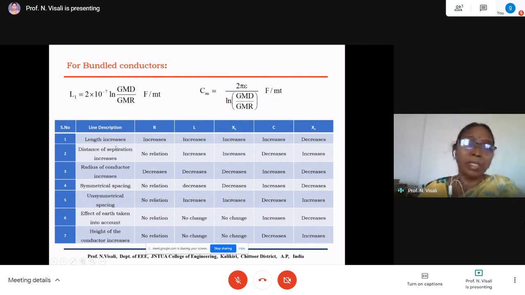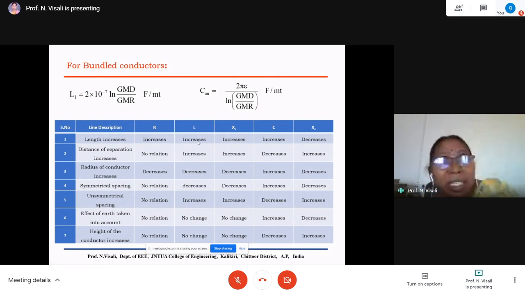First we will consider length. For the resistance, if the length increases, resistance increases, no doubt. It's ρ times L by A, so it increases. Then the inductance also increases, because inductance is in Henrys per meter. We are considering all calculations per meter. If the length of the conductor increases, then the inductance value also increases. Then the capacitance is also in farad per meter, so automatically the capacitance value also increases.